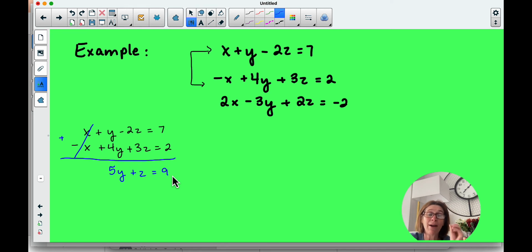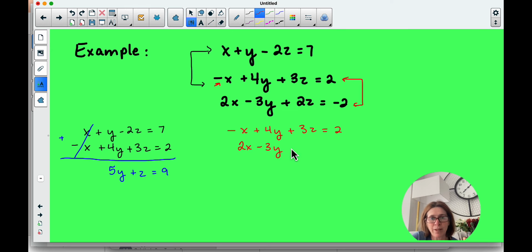All right, but you can see now I have an equation of two variables. So now I have to pair up two different equations and get rid of the same variable. All right, so I'm going to do that. I'm actually going to pair up these guys. The reason I liked them is because I know I have to eliminate x, and this one's already negative. All right, so that gives me negative x plus 4y plus 3z equals 2, and 2x minus 3y plus 2z equals negative 2.